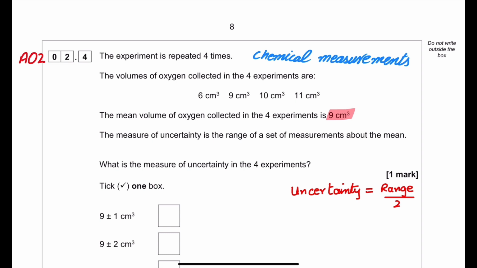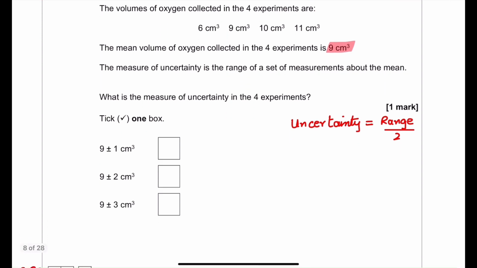If you look here, the highest value is 11 and the lowest value is 6. If you want to find the uncertainty, we have the formula: the range divided by 2. So the range is 11 minus 6, divided by 2. 5 divided by 2 is 2.5. So the uncertainty is more than 2. So the correct option is 9 plus or minus 3.